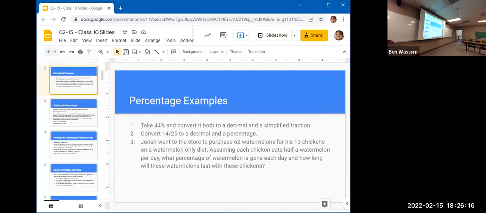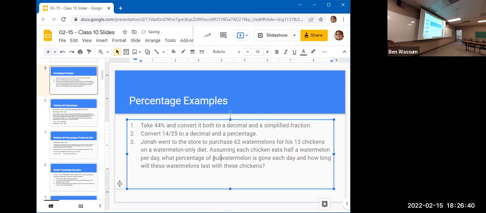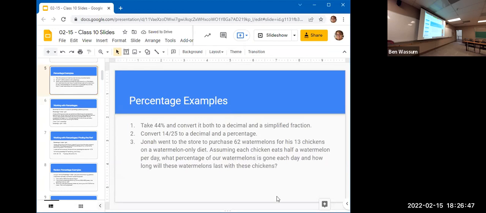So Jonah went to the store to purchase 62 watermelons for his 13 chickens on a watermelon only diet. That's literally the first words that came to mind. Assuming each chicken eats half a watermelon per day, big chickens, what percentage of our watermelons is gone each day? I accidentally left my question open for a trick answer of half. What percentage is gone each day, and how long will these watermelons last with these chickens? All right. Yes, I made up a weird problem. I have no regrets.